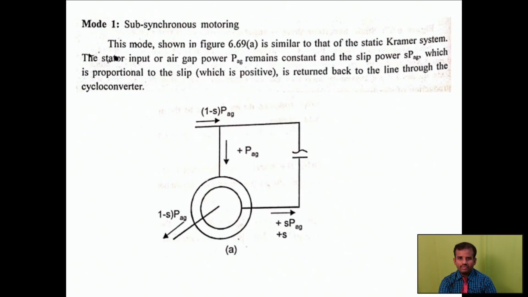Okay, so in this first mode, which is similar to that of the static Kramer system, there is a static input or air gap power flow, that is PAG, which remains constant, and slip power S into PAG, which is proportional to slip. The slip is positive in mode 1, and the slip power is returned back to the line through the cycloconverter. Here the slip is positive and the slip power, plus S into PAG, is also positive. Okay, so this is mode 1 operation.